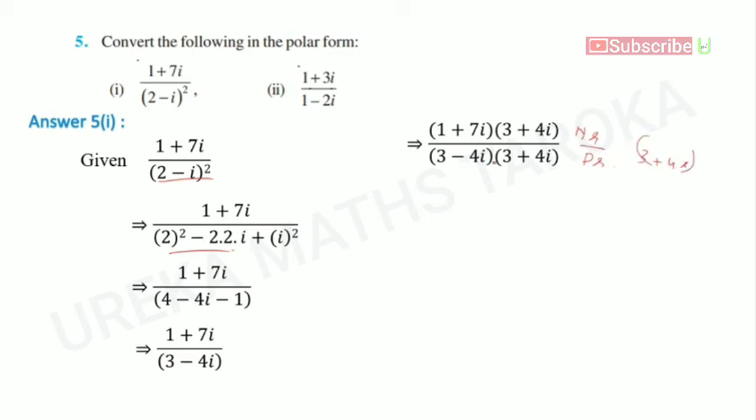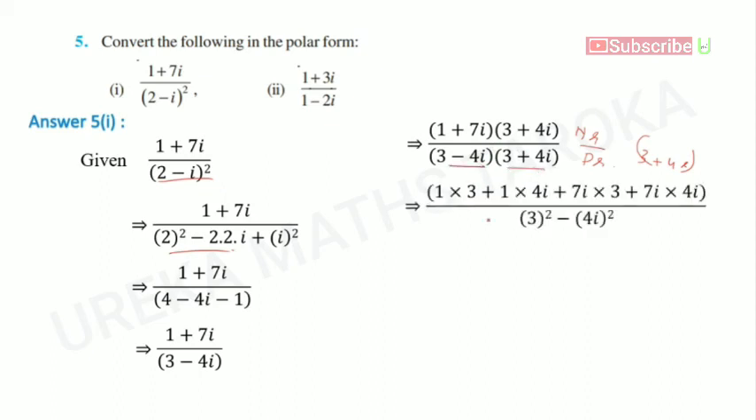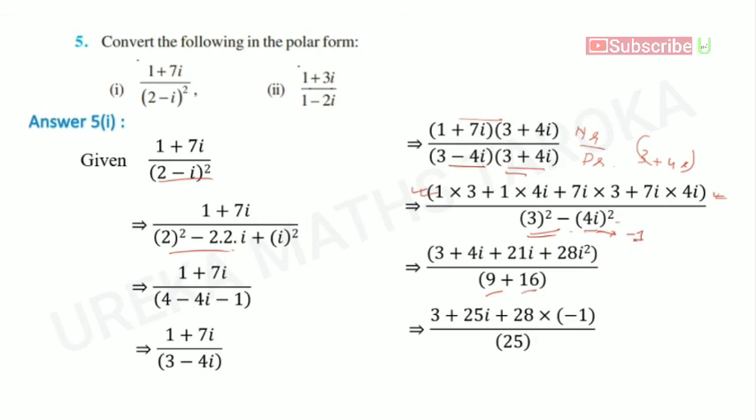So this is done here, and this is a minus b into a plus b, so a square minus b square. In the numerator it is normal multiplication, right? Simply you multiply. Then 3 square is 9, 4 square is 16, i square is equal to minus 1, with this minus 1 and minus, so plus. Then 1 into 3 is 3, 1 into 4i is 4i, 7i into 3 is 21i, then this is 28i square. So this is actually minus 28, because i square is equal to minus 1, isn't it?